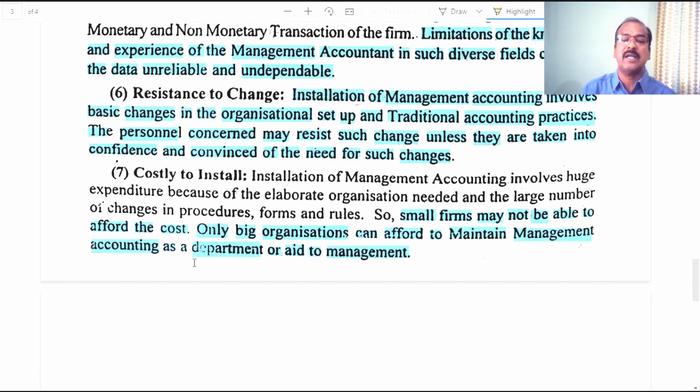The seventh limitation of management accounting is that it's very costly to install. Since it requires a huge investment for the establishment of the system of management accounting in an organization, it is really not affordable for small enterprises to go for establishing a unique system of management accounting in their organizations. It is really affordable only for bigger organizations to make the huge investment which is required for installation of management accounting.